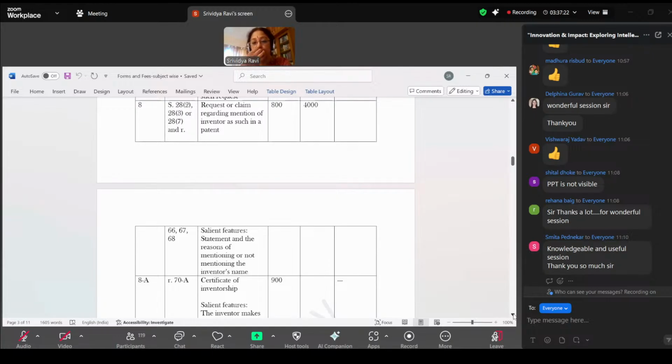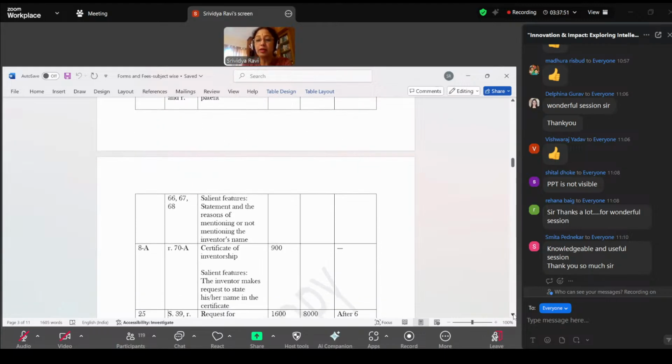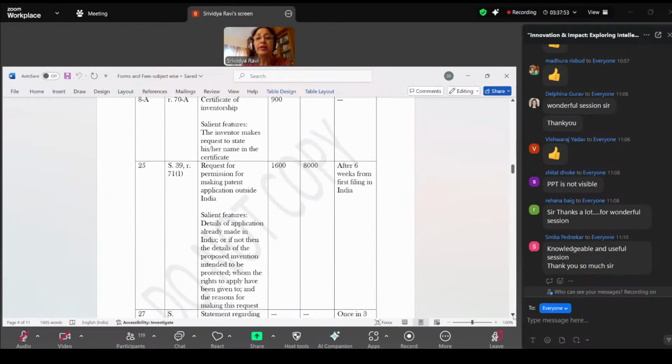8A is a certificate of inventorship when you apply for the mention of an inventor in the patent document. Say, for example, you forgot to include someone, or you missed including someone, then you can give the reason for missing it, or if there is a correction to be done, you can give the reason for the change, or the name of the inventor. You apply for that in Form 8, and then you will get the certificate in Form 8A.